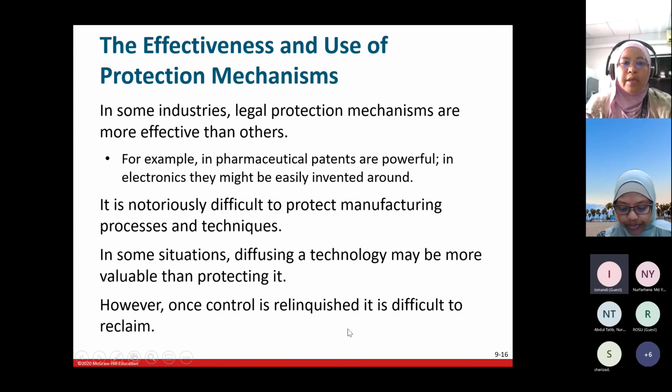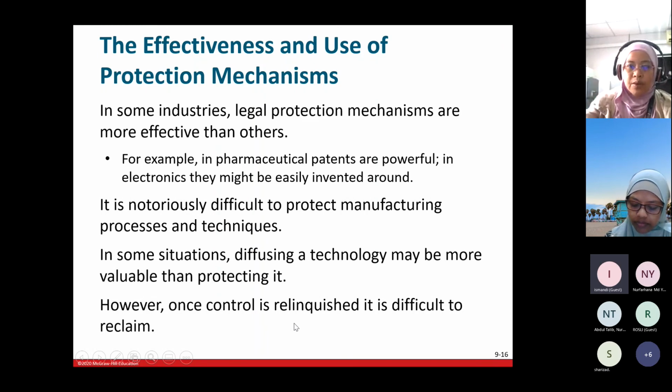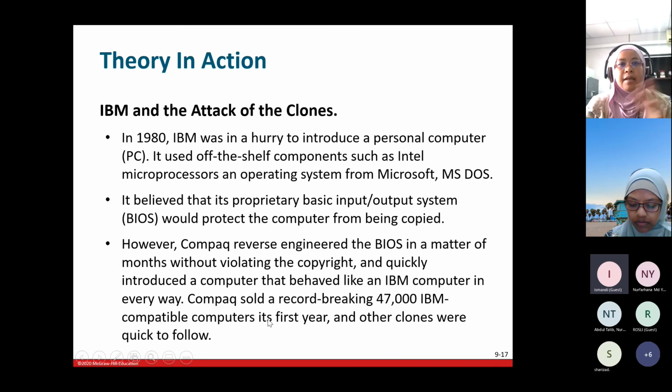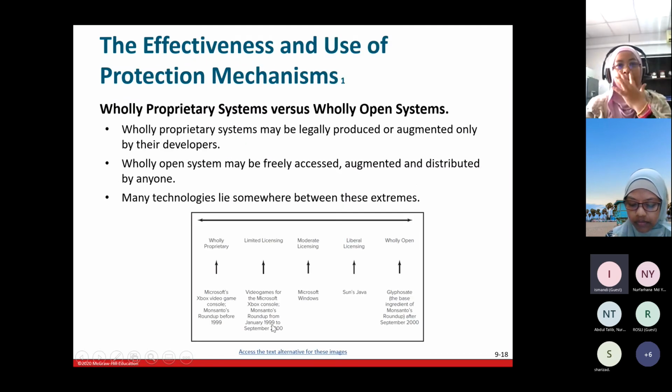However, once control is relinquished, it is difficult to reclaim. Meaning to say that once it is already in the market, everybody already knows about it. It's very difficult for you to claim that it is yours. Okay, it's like public domain. Okay, this is a theory in action, some of the information in your textbook.